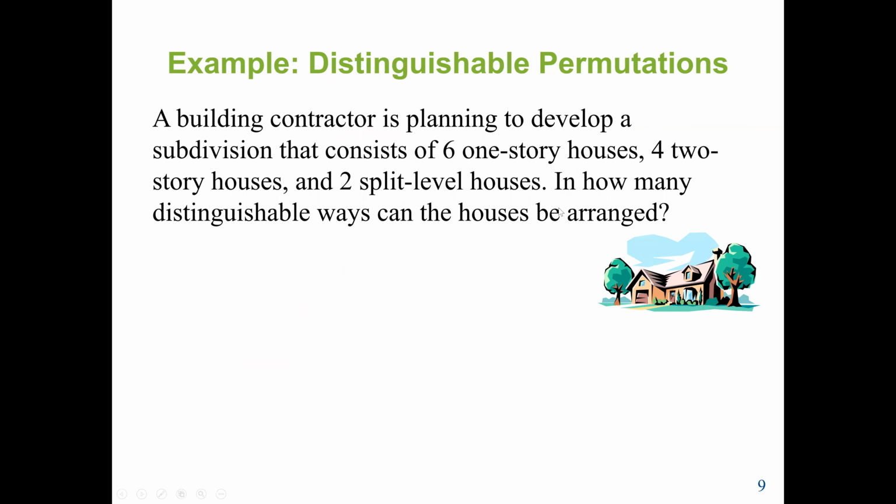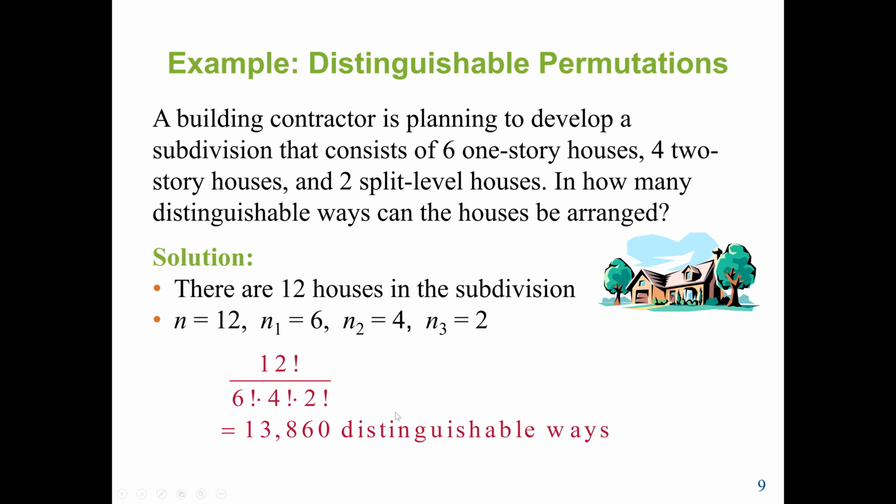So let's see how we can use this to solve this problem. A building contractor is planning to develop a subdivision that consists of 6 one-story houses, 4 two-story houses, and 2 split-level houses. In how many distinguishable ways can the houses be arranged? Now here we have 6 one-story, 4 two-story houses, and 2 split-level houses. So in total, there are 12 houses in the subdivision. So total N will be 12.